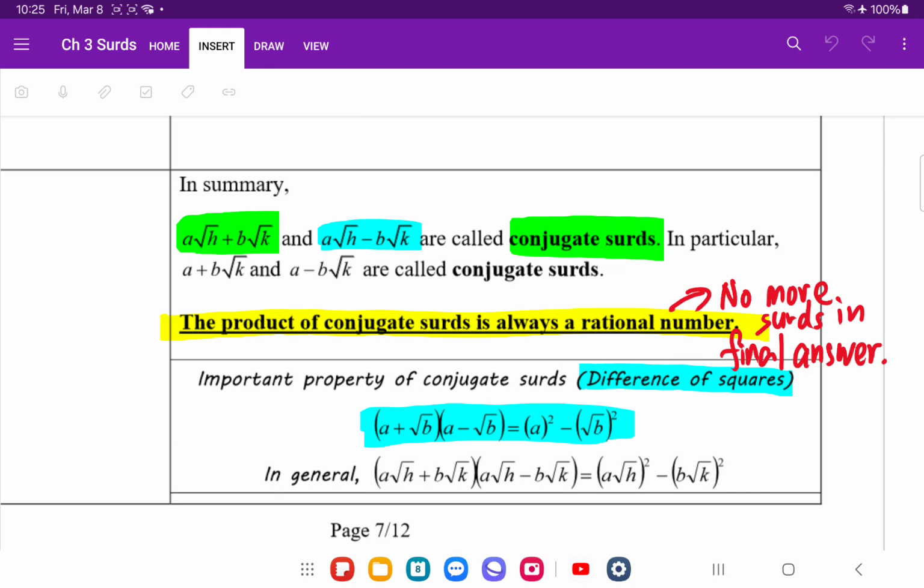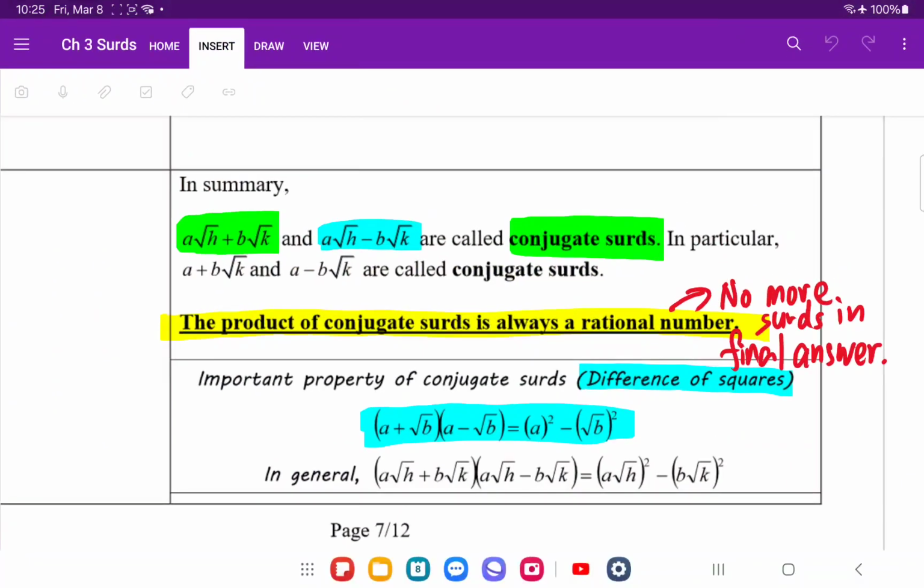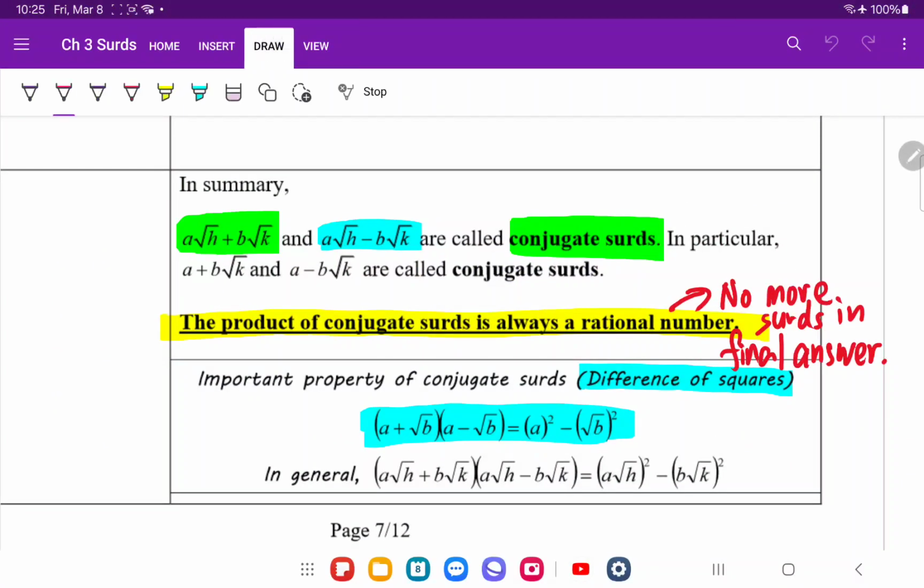If you are absent, can you please take note of this? This idea of the conjugate surds, not very clear. Never mind. Conjugate surds. So don't be scared of this phrase. When you see conjugate surds, all it means is one is plus, one is minus, everything else in the two brackets are the same. They are called conjugate surds.